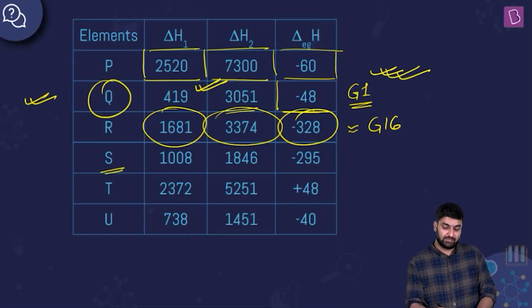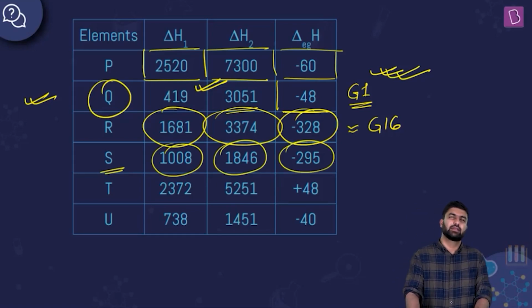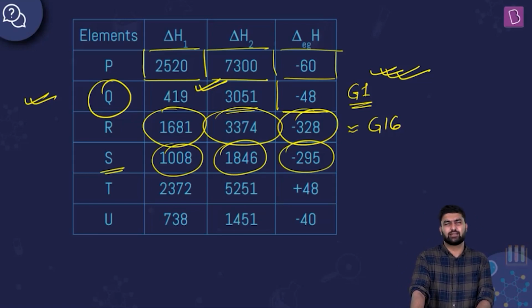When we talk about S here, we have 1008, we have 1846, and we have this. It requires less energy than that to lose an electron, the first one. The second one requires less than double. And then a significant release of energy when it gains an electron, right? So what could it be? Remove 1 electron, remove 2 electrons, I'm fine either way. But the second time you're removing from a positive charge, so any which way the energy is larger.